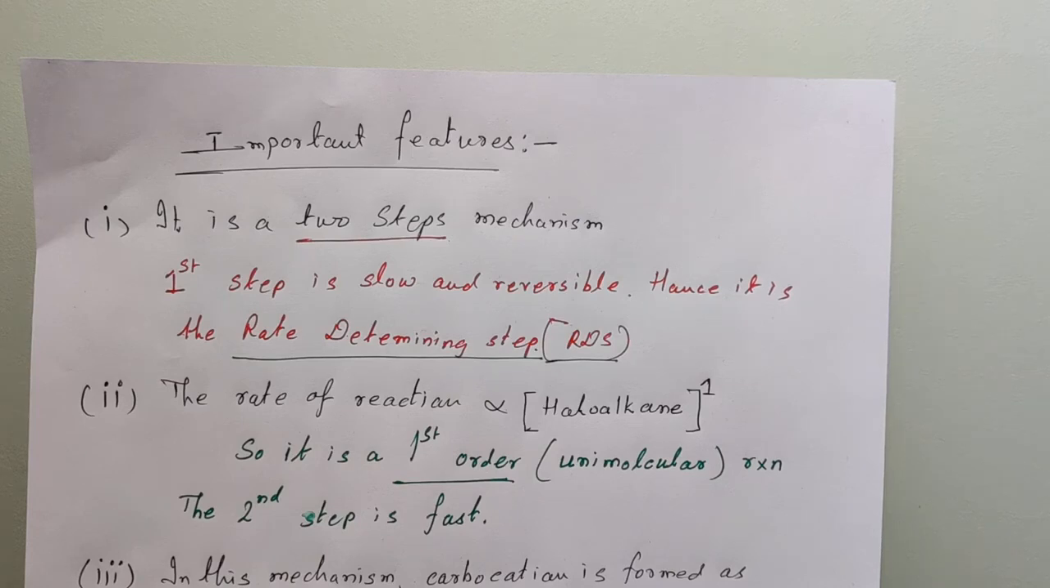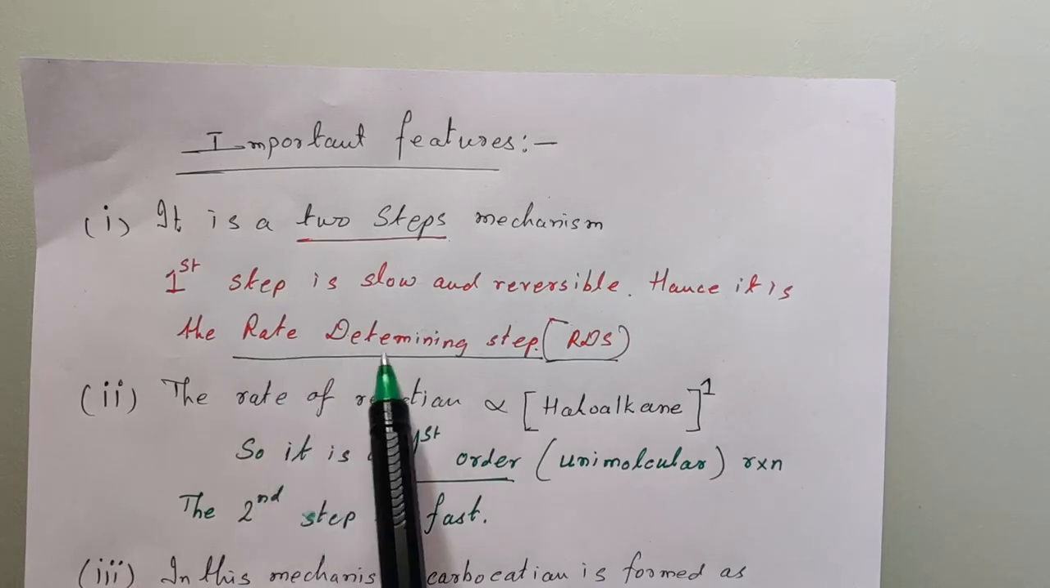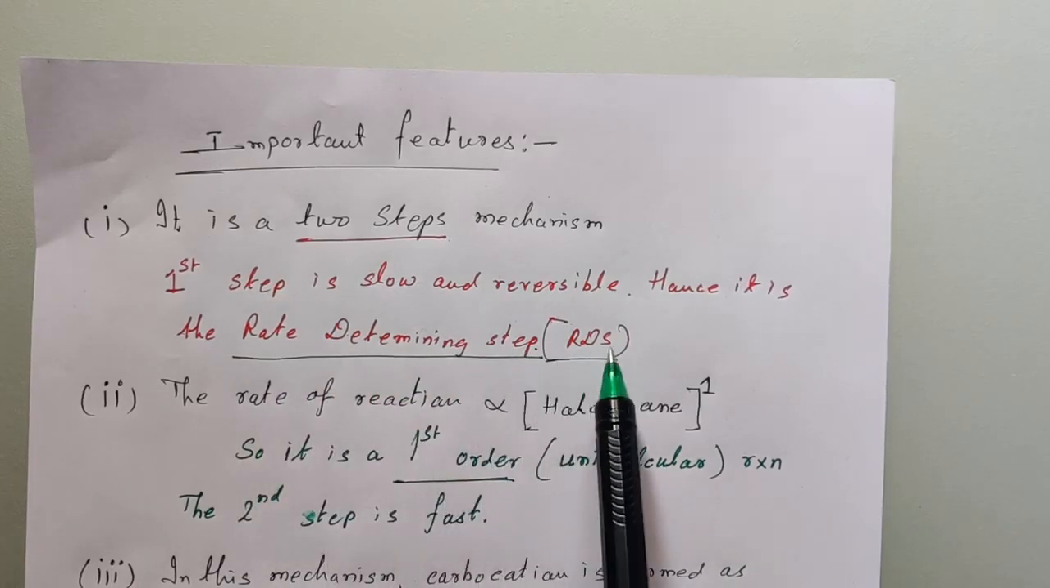Hello. So these are the important features, students, which we discussed in the last video. The first two are written right in front of you on your screen. So can you read them? The first one is, it's a two-step mechanism, students. Sn1 is a two-step mechanism, right? The first step of which is slow and is reversible, and hence it is also the rate determining step, students. It is the rate determining step, the RDS.